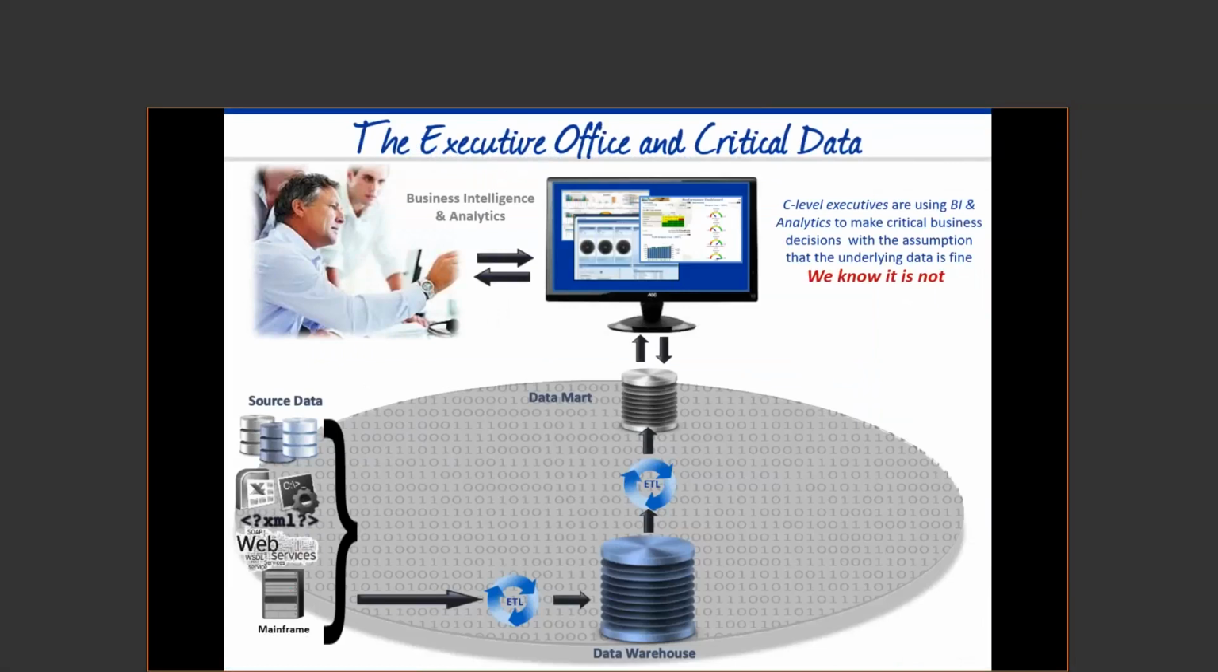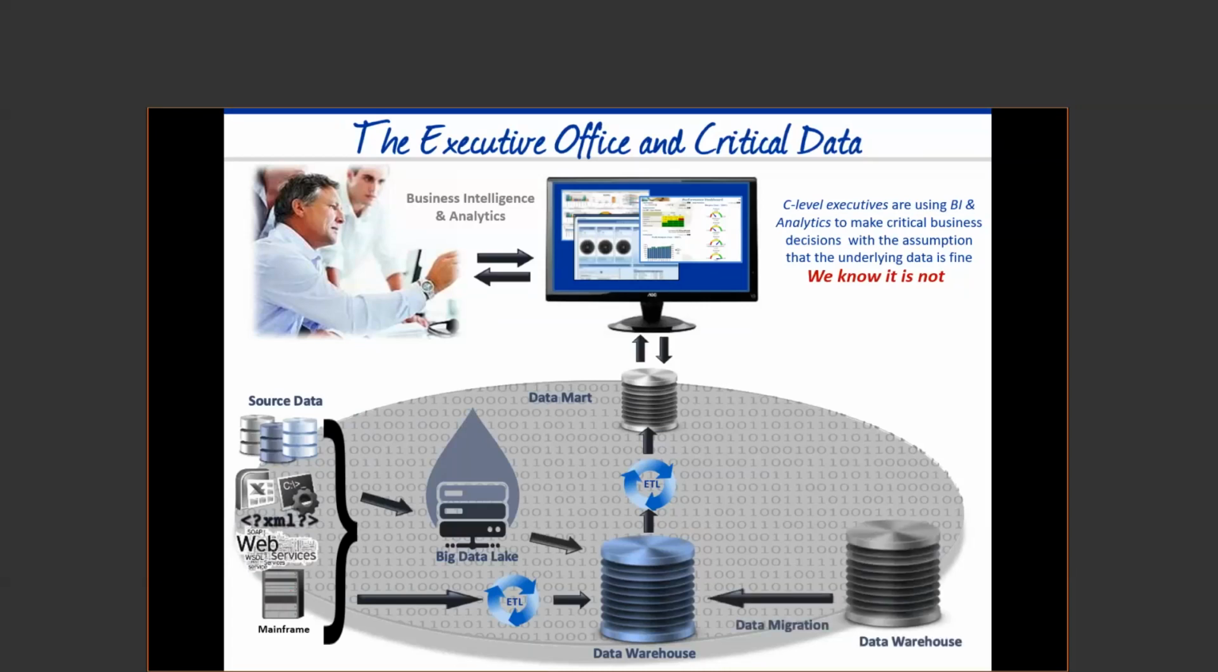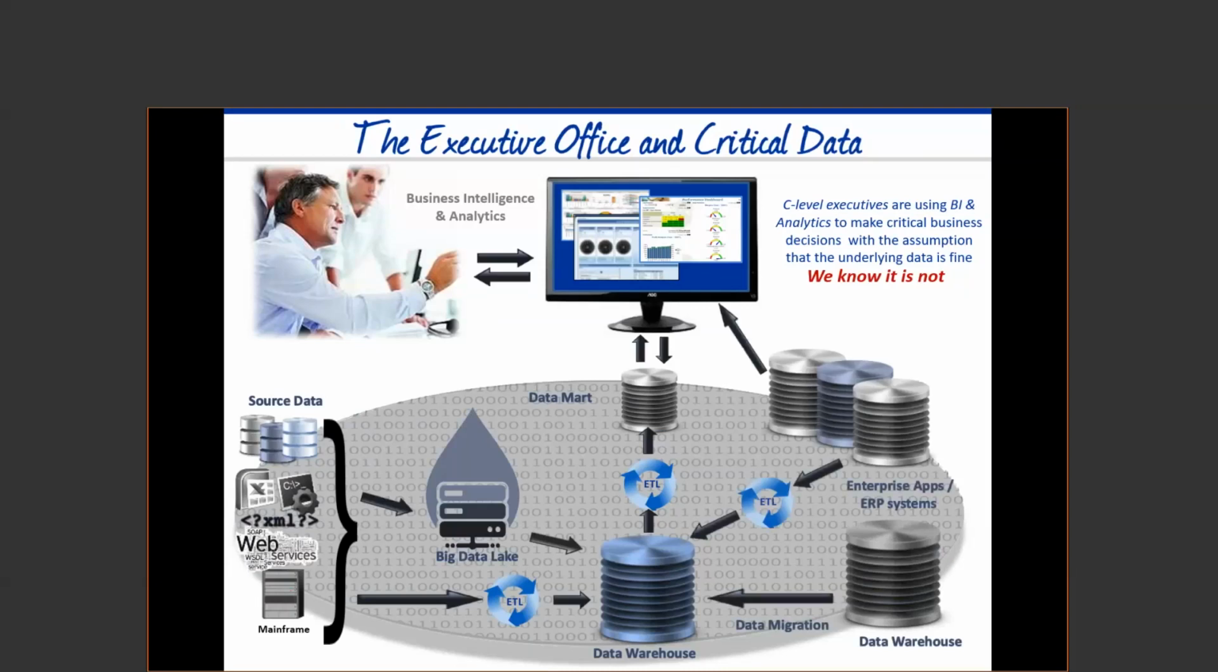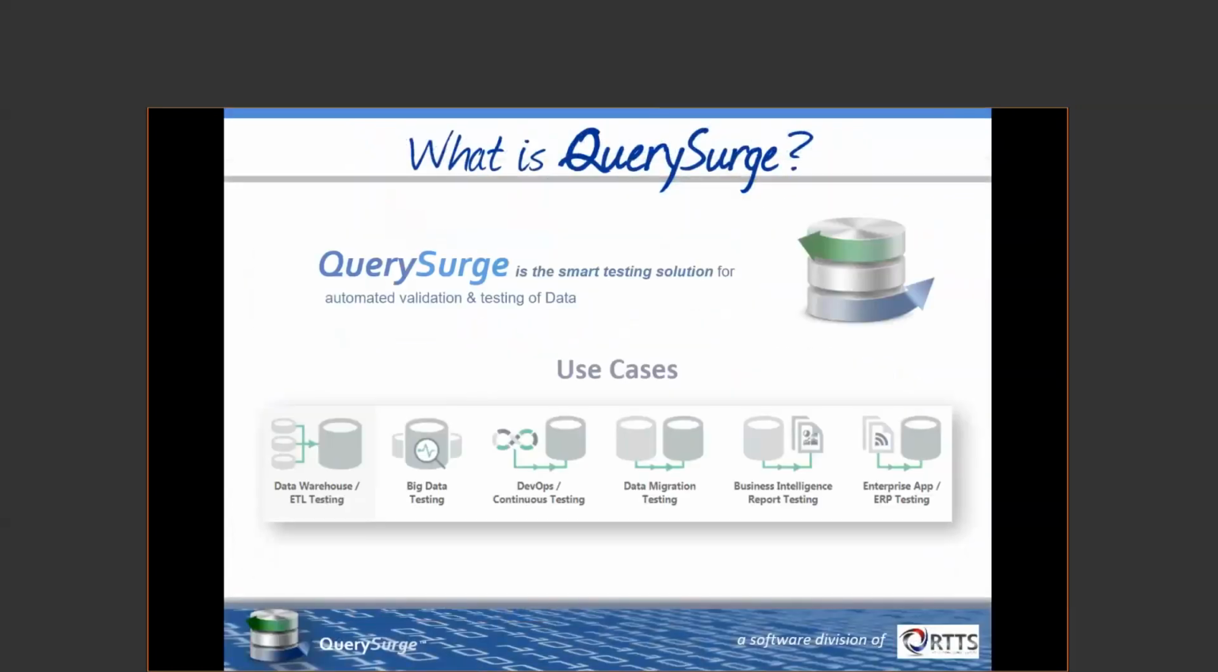How does that happen? Well, data comes from many different sources and typically gets loaded into a data warehouse through an ETL process. That data will move to one or more data marts that eventually feed into those reports. At the same time, there could be a data lake in the architecture. There could be a migration project going on, as well as different ERP systems that are feeding data directly to the data warehouse or the reports. And anytime data is moving from one system to another, there's a possibility of a defect being introduced. And that's the area where QuerySurge plays. We help detect defects as data moves through your various systems.